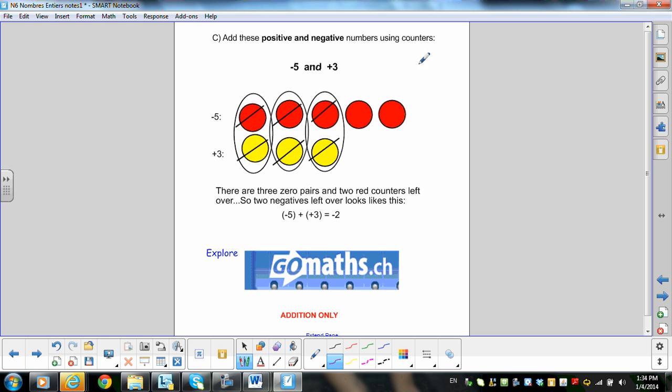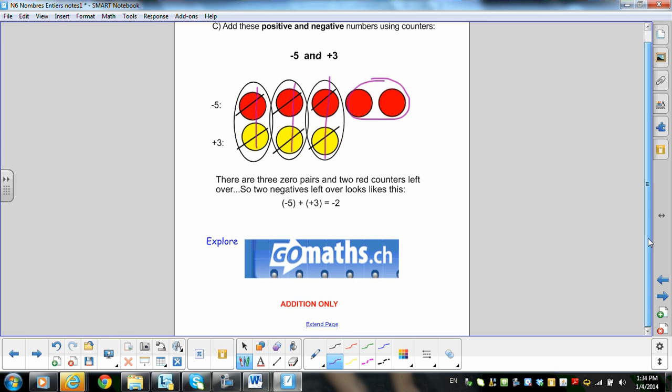So when we try to put that together and we add positive and negative numbers using counters, we are going to put our negatives or our positives first. It doesn't matter. But as you can see here, they put the -5 first and then the +3 second. They made 1 zero pair, 2 zero pairs, 3 zero pairs, and they're left over with 2 negatives. So your answer is -2. Like it says, there are 3 zero pairs and 2 red counters left over. So 2 negatives left over looks like this.